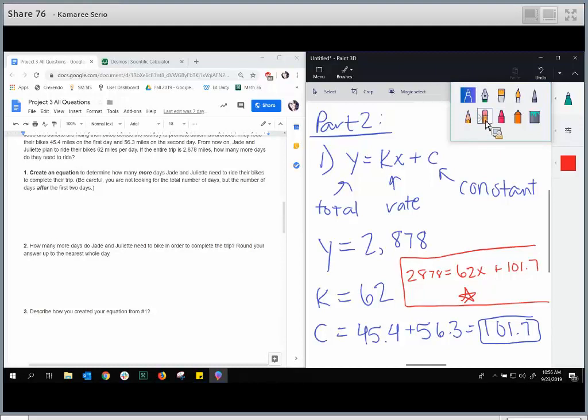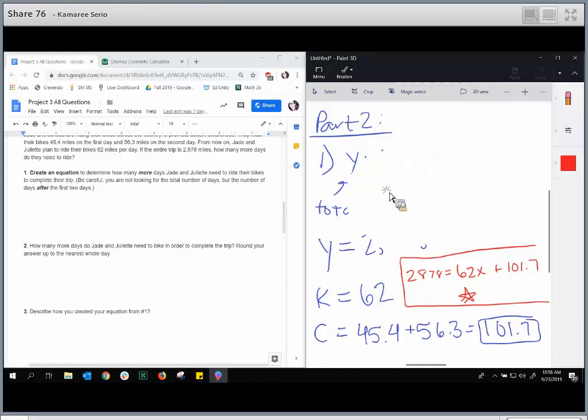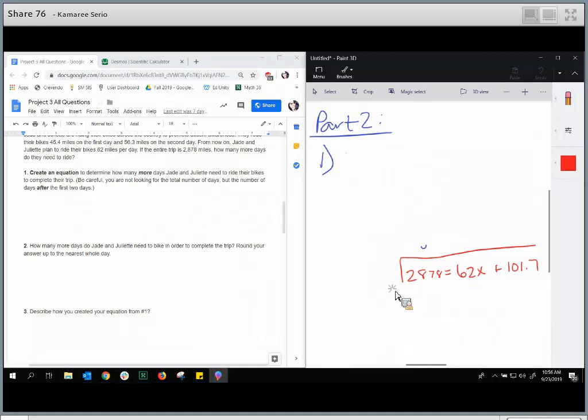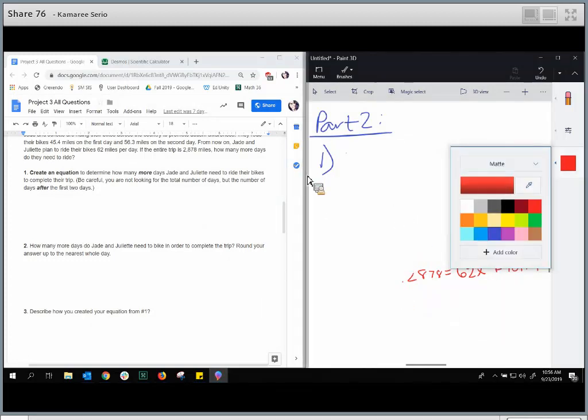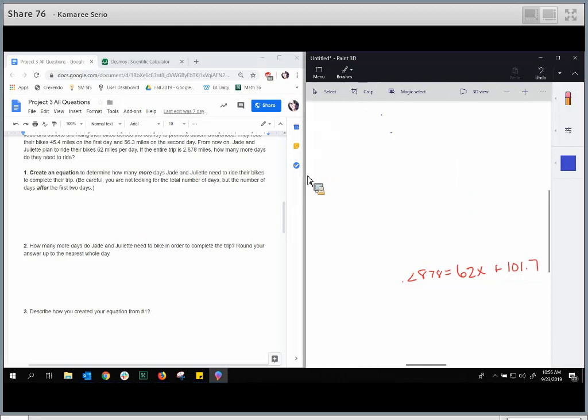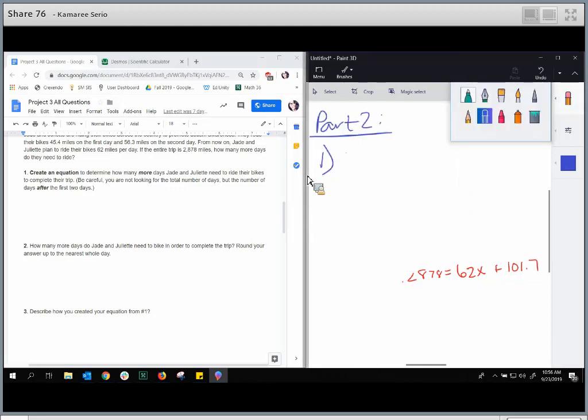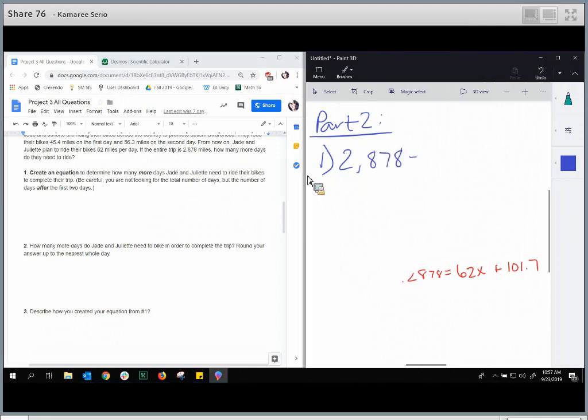So what I'm going to do is erase this, and then rewrite this equation up here in blue. So I still have my eraser. So 2878 equals 62x plus 101.7. Okay, so that's our equation.